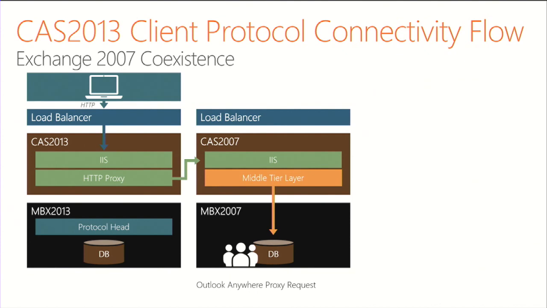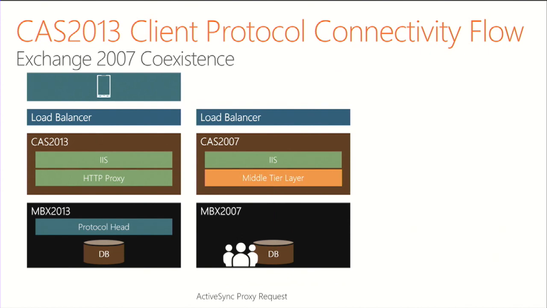So the HTTP proxy component on CAS 2013 will simply proxy that request to CAS 2007, and then the RPC proxy component on CAS 2007 will de-encapsulate the RPC and send that request to the mailbox server.